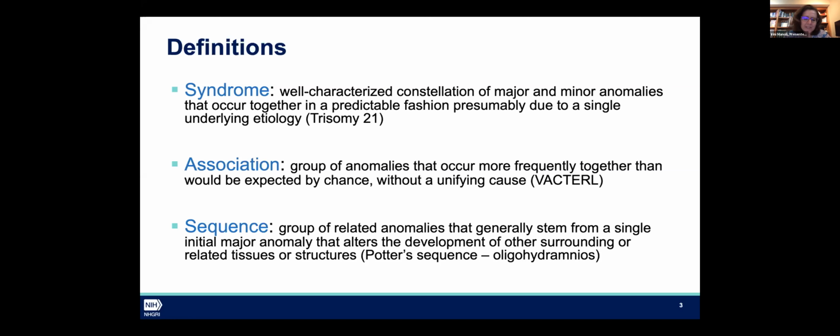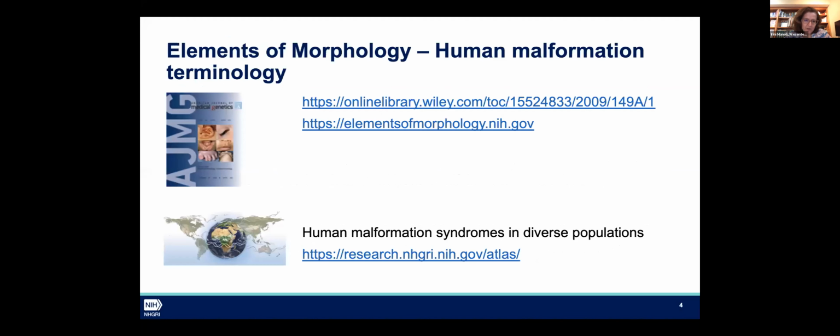Like if you don't have kidneys, you have oligohydramnios in utero, and then that alters the phenotype of the face and contractures or others. So that's a Potter sequence resulting from the oligohydramnios. So those are common definitions.